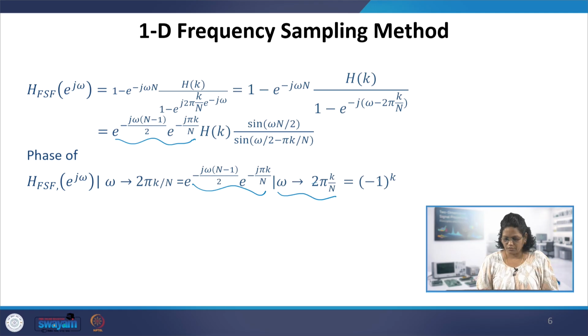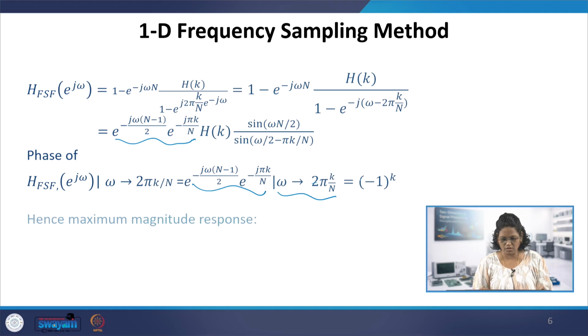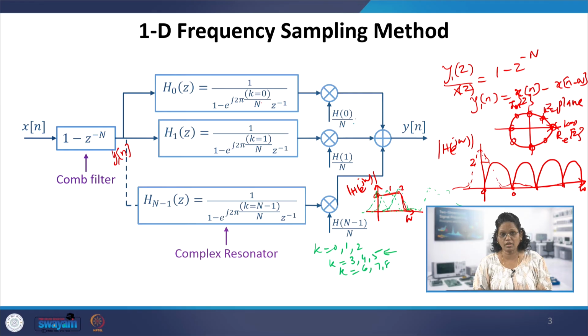In this case, phase and magnitude terms, the magnitude response, what is the maximum response it can have? H of k magnitude, and n into minus 1 power 2k. This is coming from the amplitude response and this is from the phase response. So here we get minus 1 power 2k. So the H of k magnitude into n is the maximum response. We can get it at omega equal to 2 pi k by n. So that needs to be divided by n. That's how we arrive at the structure, the resonator structure in which we are dividing it by n.